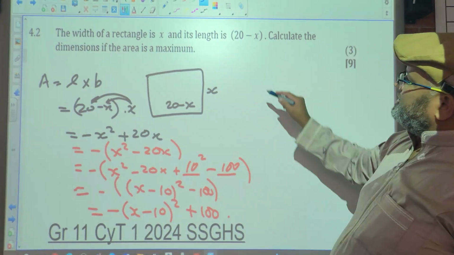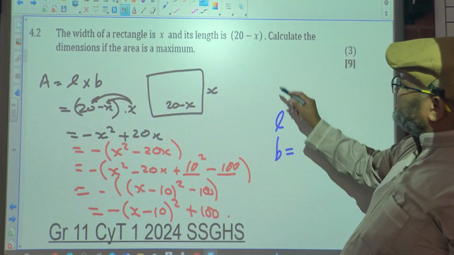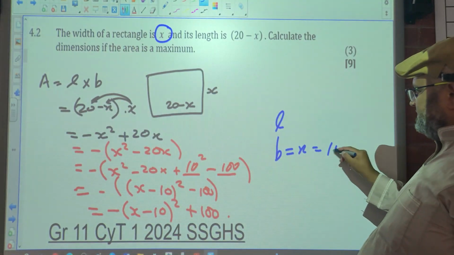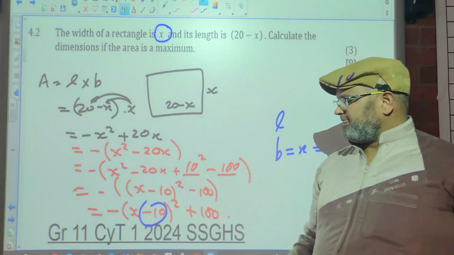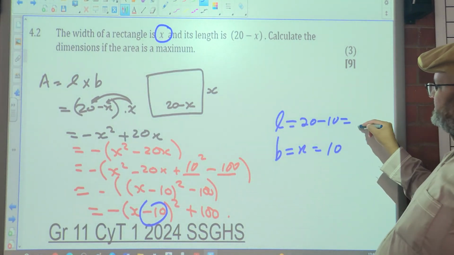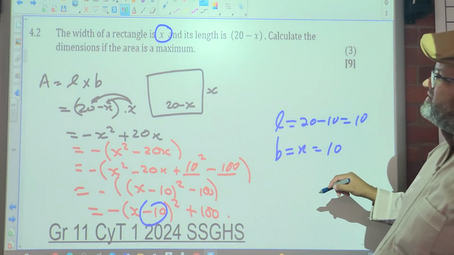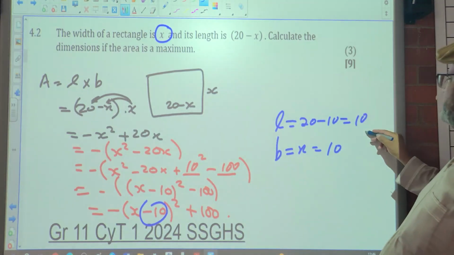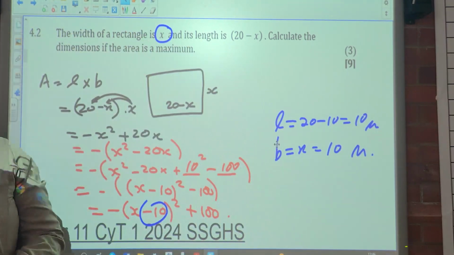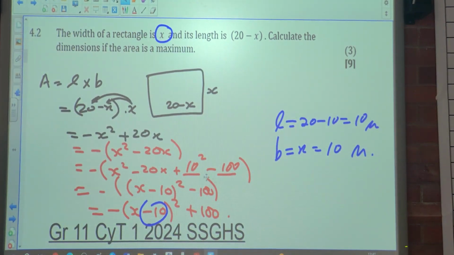Have you answered the question? They want the dimensions, so the length and the breadth. What's the breadth? Well, the width is x, so it's 10. That's your x value, no? And the length is going to be 20 minus 10, which is 10. It didn't say units, so we just say units. If it says centimeters, centimeters, and so on. Alright, any confusion there?